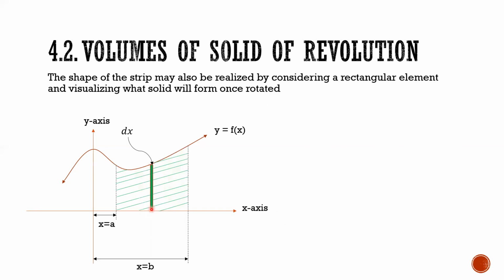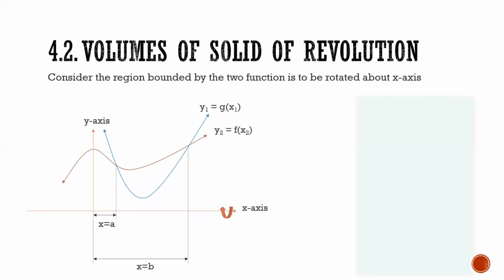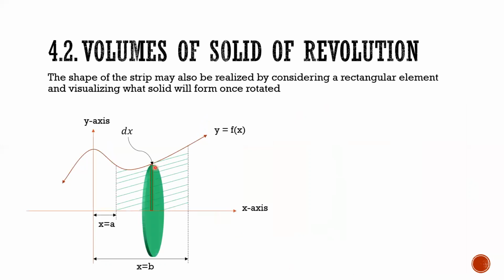Let's say it is going to be a vertical element. And let's say we want to rotate that about the x-axis. So by realizing what the shape is going to be, we can see that if you rotate that particular rectangular strip, it will create sort of a thin cylinder or disc. So therefore, that is one way of visualizing what will be the method to be applied.